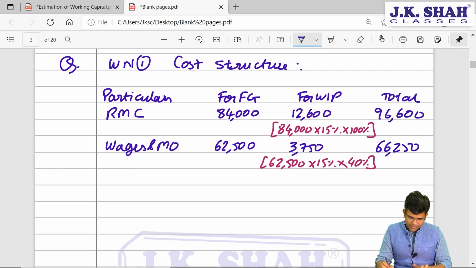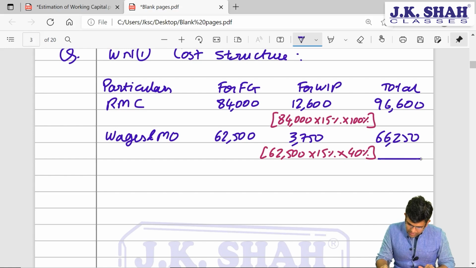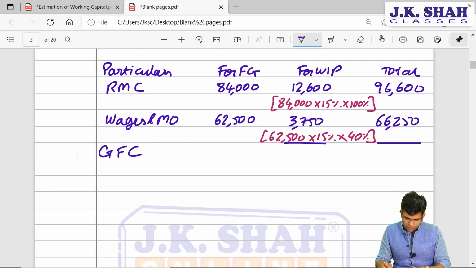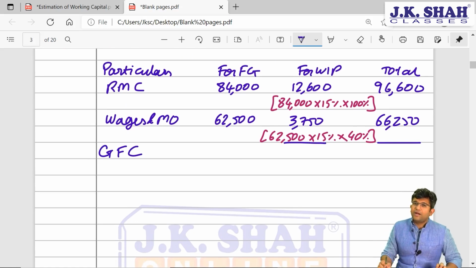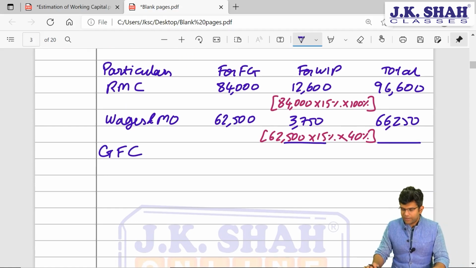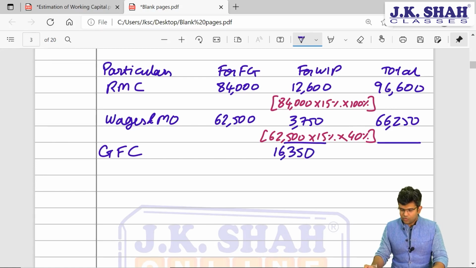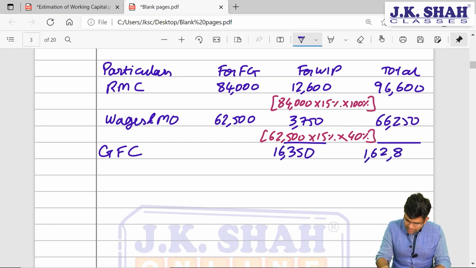66,250. So with that children, if you go down, do you realize you will get gross factory cost, correct? You will get gross factory cost, and you will also get the WIP stock. The WIP stock, children, do you realize will be 12,600 plus 3,750, that comes to 16,350. And as far as total is concerned, the total gross factory cost will be 96,600 plus 66,250, and children, that comes to 1,62,850, correct?